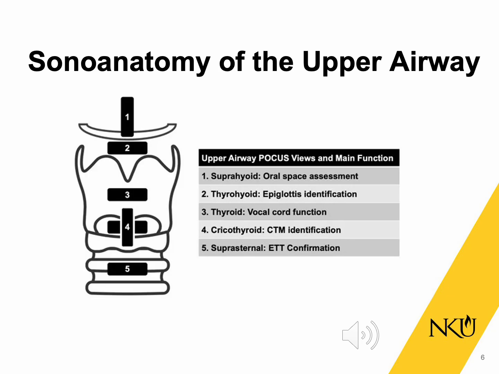The assessment of the upper airway can be performed using 5 views: suprahyoid, thyrohyoid, thyroid, cricothyroid, and suprasternal. Training and understanding of applied airway sonoanatomy will enable providers to identify abnormal or difficult airway and perform procedures such as percutaneous cricothyroidotomy or tracheostomy, confirmation of endotracheal tube placement, and performance of regional blocks for airway management.